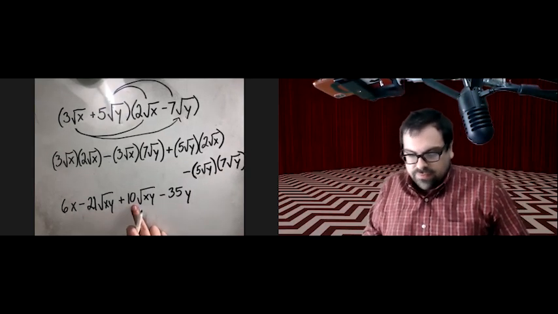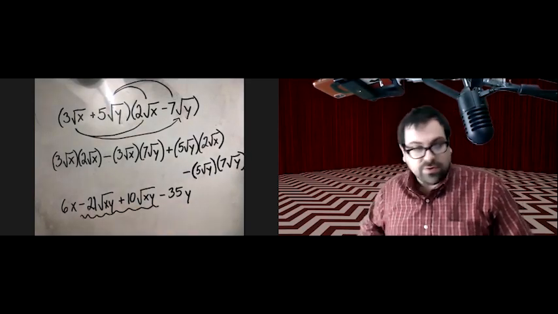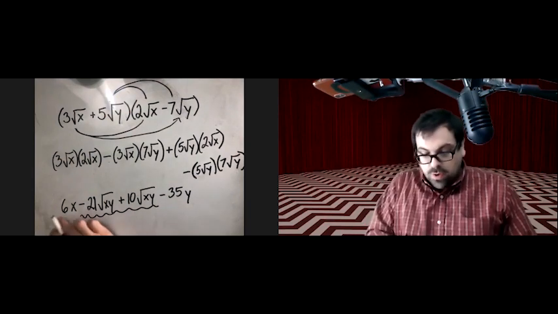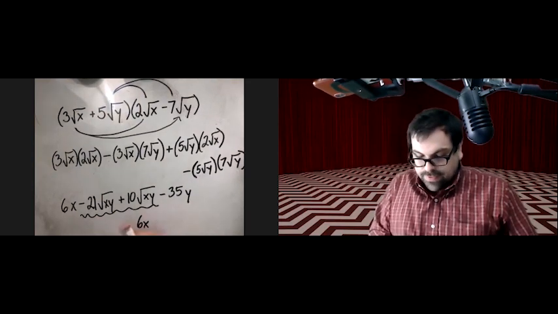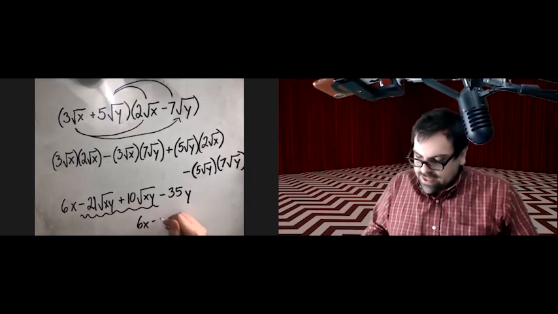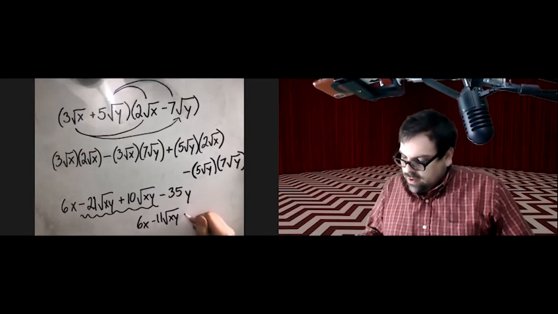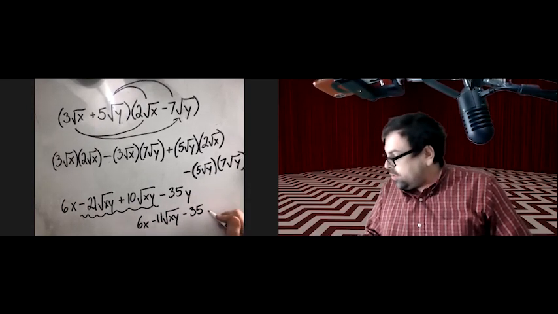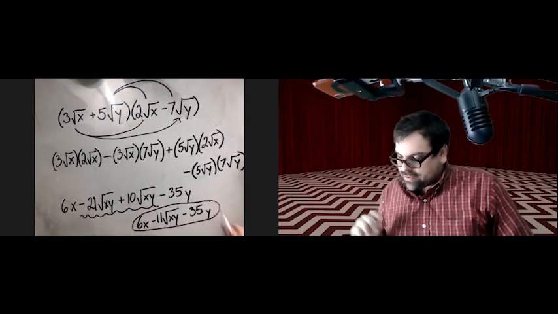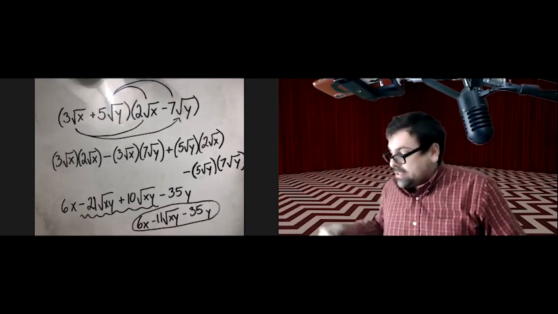Negative 21 of these radical xy's plus 10 of these radical xy's, those are like radicals, so just like terms, we combine. We end up with 6x. Negative 21 of these plus 10 of these is negative 11 of these radical xy's minus 35y. And that's the answer. 6x minus 11 radical xy minus 35y.